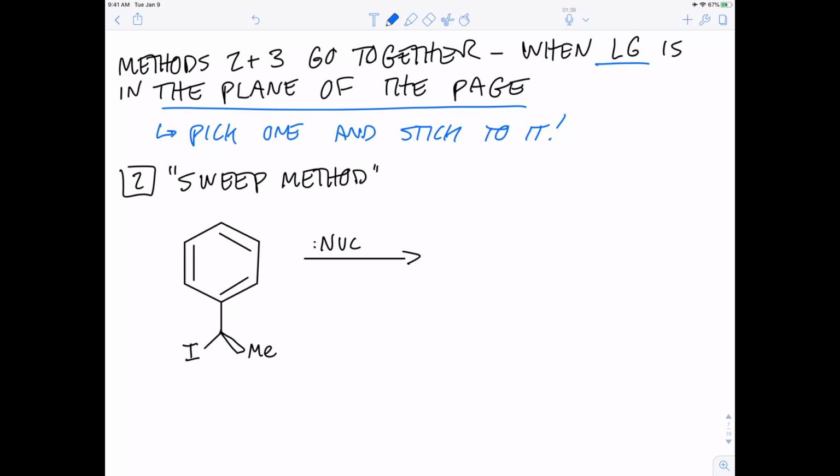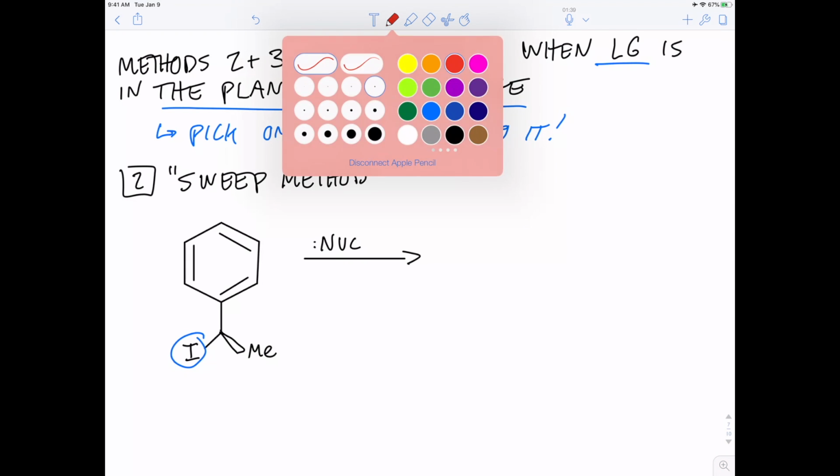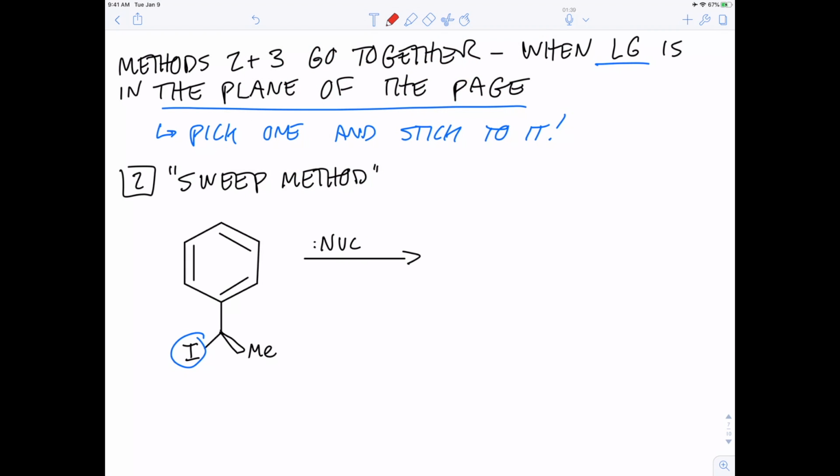Okay, so the first method, when you have a leaving group in the plane of the page. Here we can see now that iodine is just on a regular solid line, no wedge, no dash. So this is what I call the sweep method. I'm going to draw in the arrows for this one to help illustrate what the sweeping does. This is a little bit like what we talked about earlier for the backside attack. Our nucleophile is going to come in from the backside, and I most often like to draw the arrows so that I can picture it that way in my head, and our leaving group leaves.